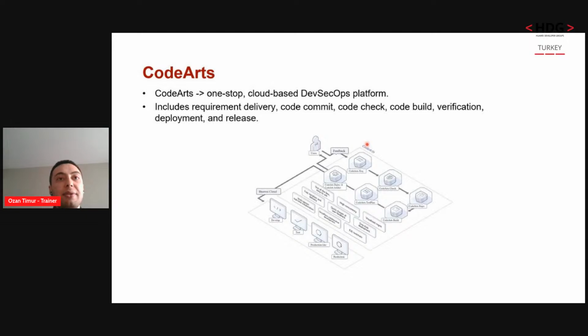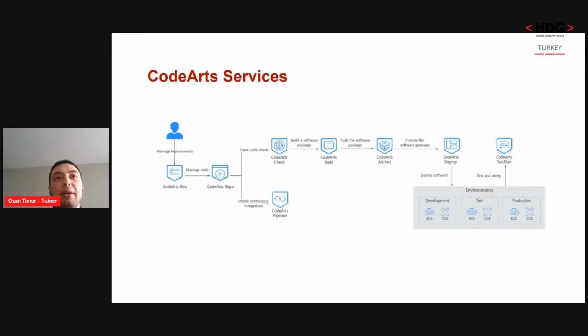And we have a chart now. Here we see the CodeArts service chart. We will proceed according to this chart and start building projects. But we will look at this chart in detail, and you can see requirements on the left part after the user, and we have source code in the CodeArts Repo. After that, we can look at CodeArts Check, Build, Artifact, Deploy, and TestPlan. All these steps are included in the CodeArts Pipeline, and we can manage them in the pipeline.